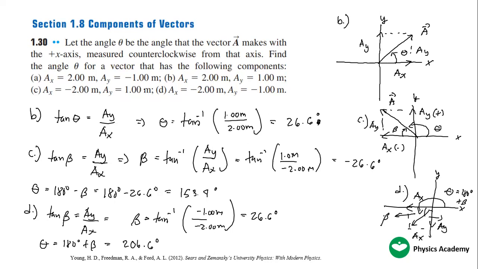So if you're given components, you can get the angles of these vectors based on the components.